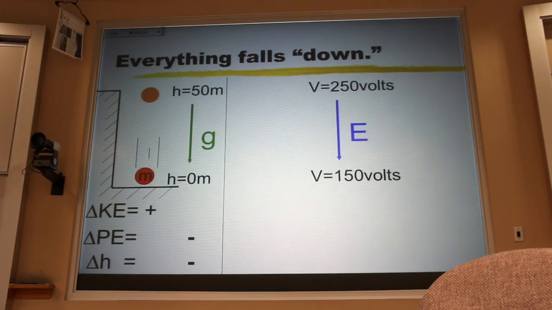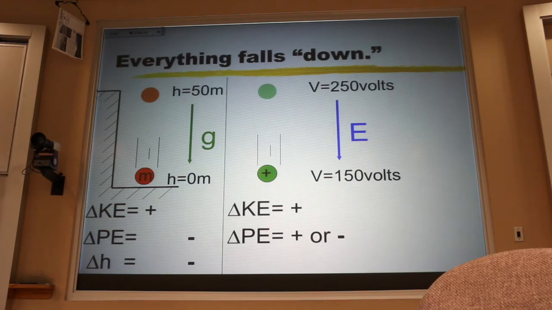And if I have a positive charge, that's going to speed up in the same direction as that electric field. Now, as it speeds up, the kinetic energy is positive. That's what it means to speed up. That energy has to come from potential energy, so the bucket of potential energy has to empty. Its change is negative. And the voltage is going from 250 to 150. If that was your bank account, you'd call that a negative change. So far, so good. Okay?